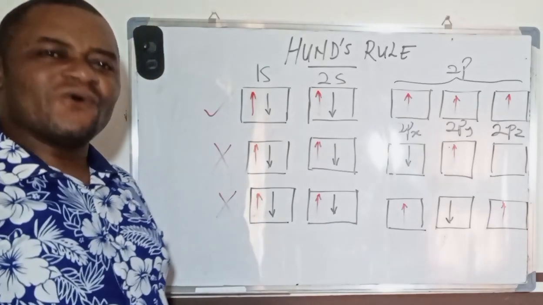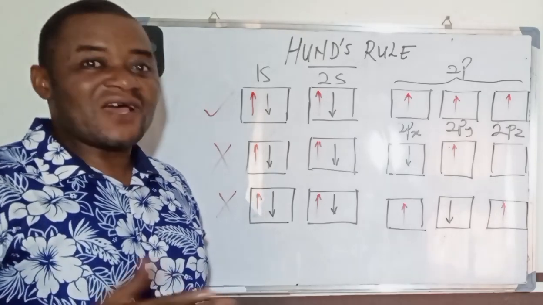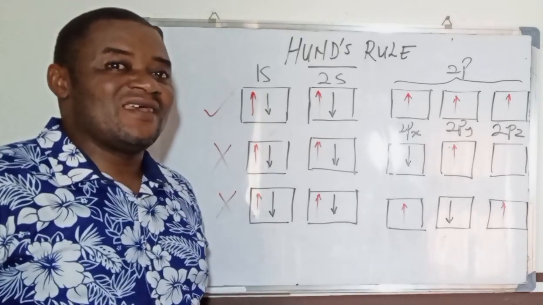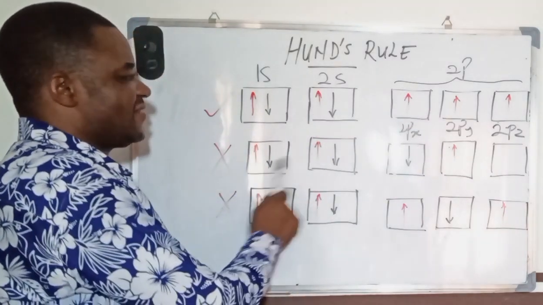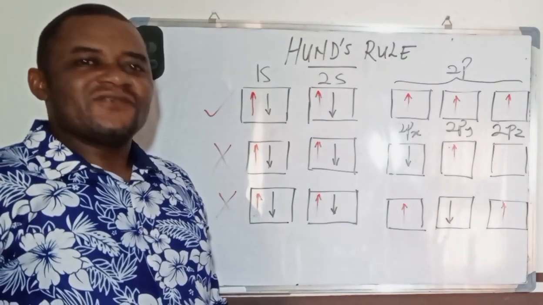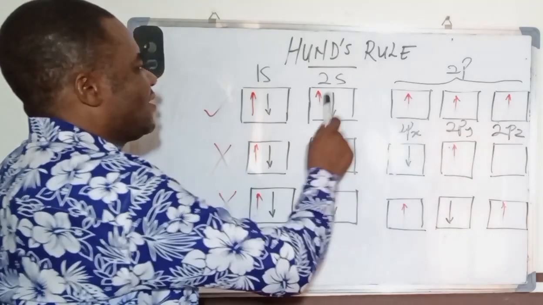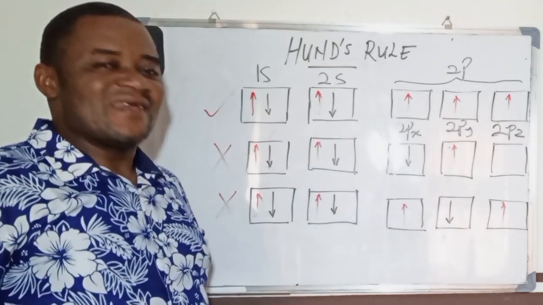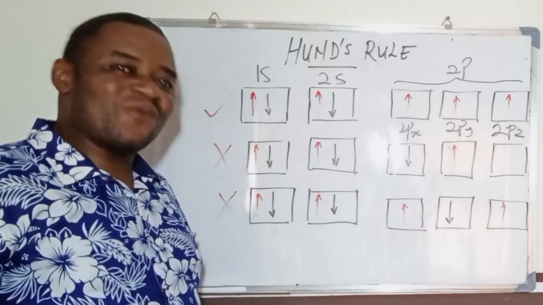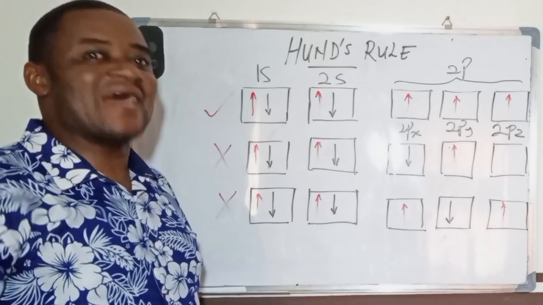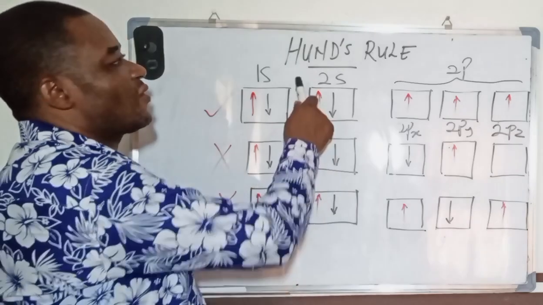Do you know that the arrangement of electrons in the various orbitals of the various subshells is not just done like that? You must have seen things of this nature where these represent various spins. You don't just wake up one day and begin to arrange spins in various orbitals just like that. There is a rule that governs the arrangement of electrons in the different orbitals of different subshells, and that rule is what we call Hund's rule.